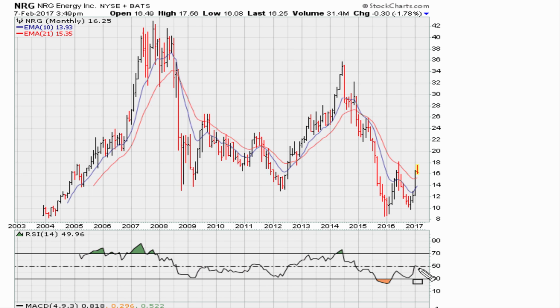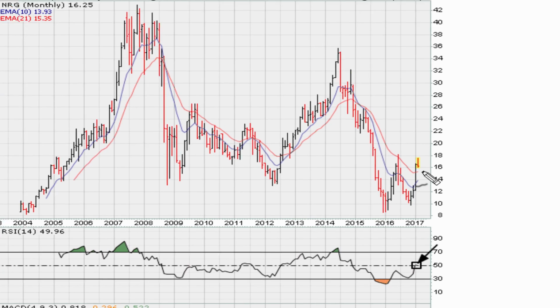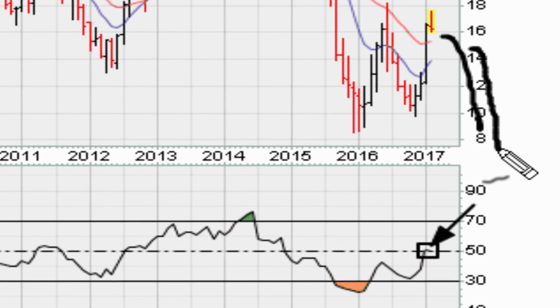You can see that we closed above 50 at the end of January, and so far in February we seem to be coiling back below RSI 50. If this is confirmed as uniform activity rejection, then we know that the next major trend is going to be lower.